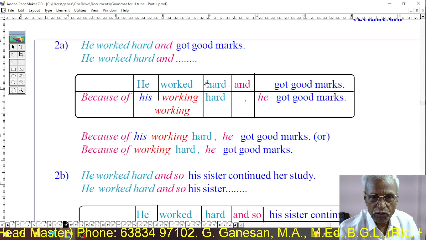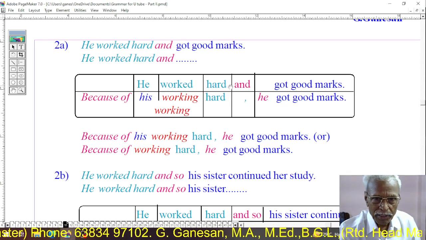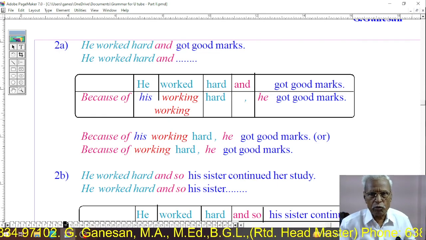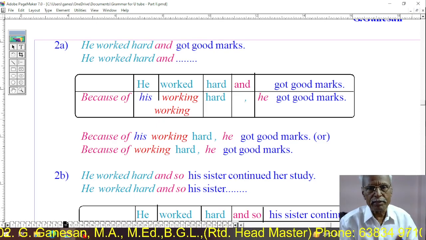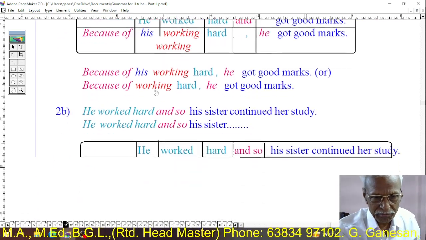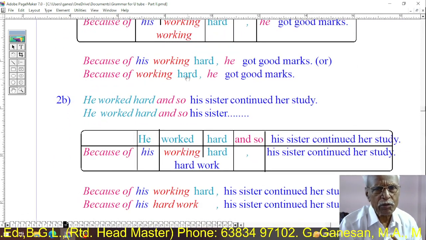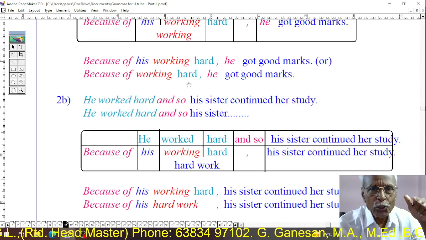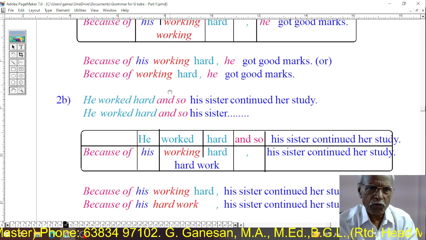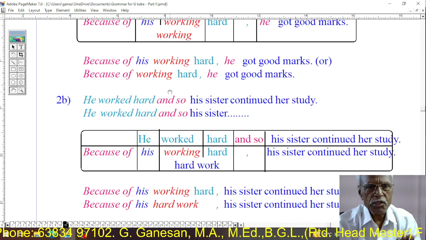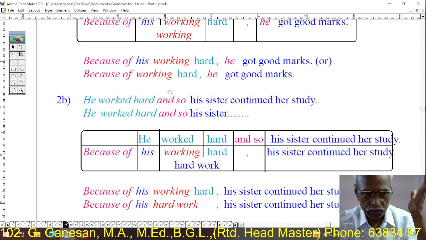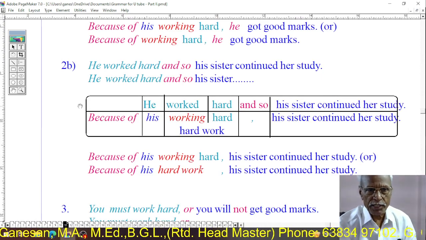And so, because of. He worked hard and got good marks. Because of working hard, he got good marks. Because of his working hard, or because of working hard. As I told you in the subordinate clause, working hard means hard work, so we can use the words hard work. Because of hard work, or because of working hard, we can say.